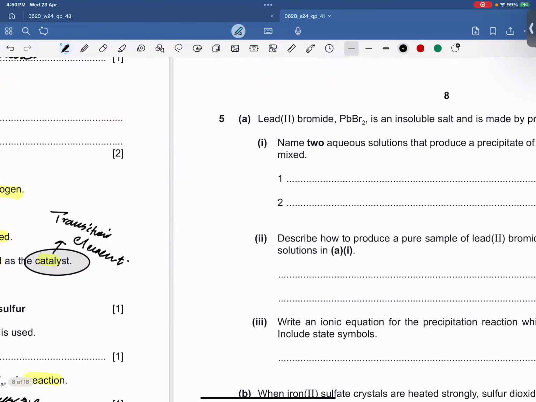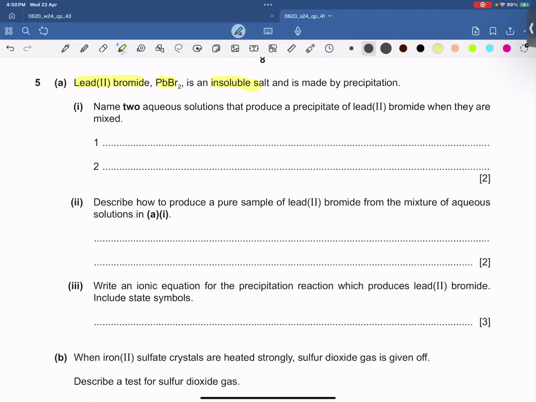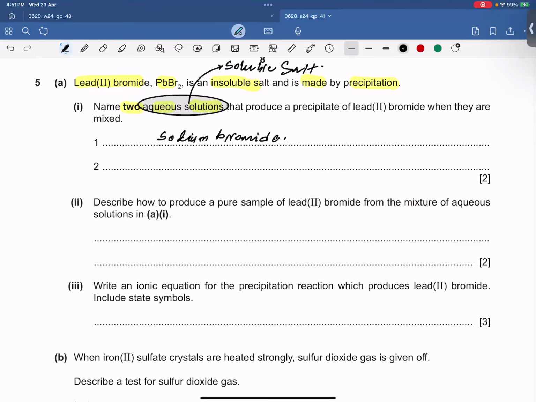Okay. Question number 5. Lead(II) bromide is an insoluble salt and is made by precipitation. Name 2 aqueous solutions. Aqueous solution means soluble salt, because when 2 soluble salts combine together, obviously an insoluble salt is formed. In order to make lead(II) bromide, I need 2 soluble salts. The first one is sodium bromide. And the second one is lead(II) nitrate, because all nitrates are soluble. Instead of sodium bromide, you can use potassium bromide also, or ammonium bromide also.